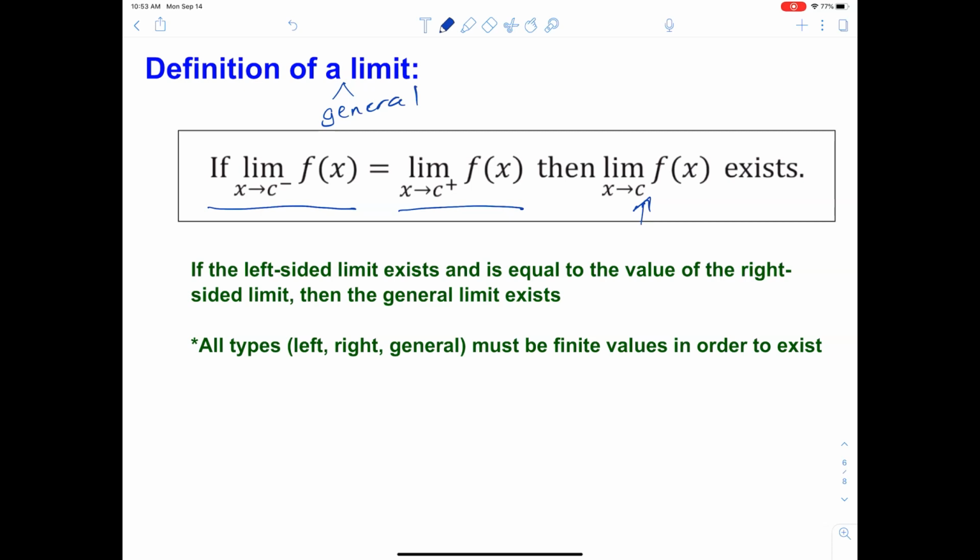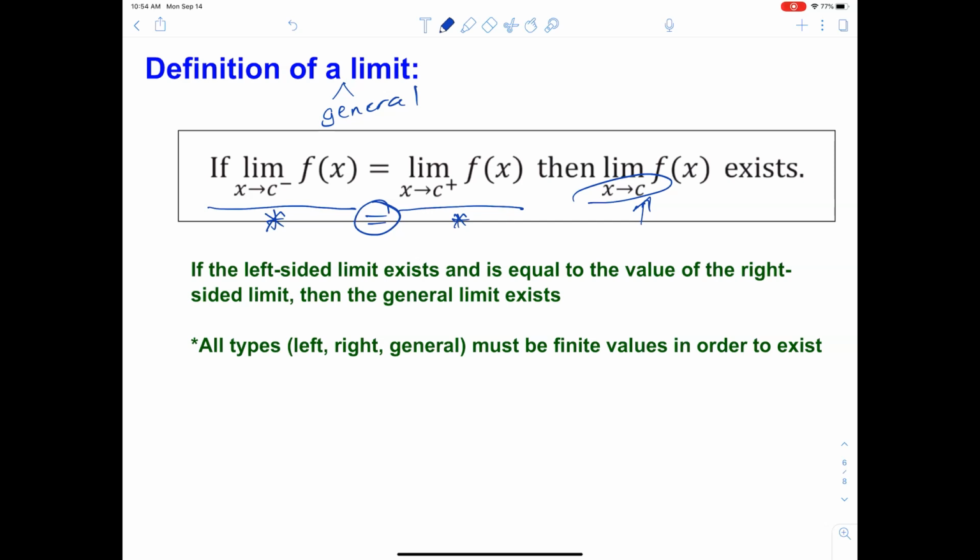That means a few things. One is that over here on the left-hand side limit, you have to be able to evaluate it to the point where you actually get a finite value, a number. That number must match, which means that the right-hand limit must also exist and be a finite number. These two things have to be equal to each other. If those two are in total agreement, then the general limit, the one without the plus or the minus sign above the c value, exists and is equal to whatever number you got.